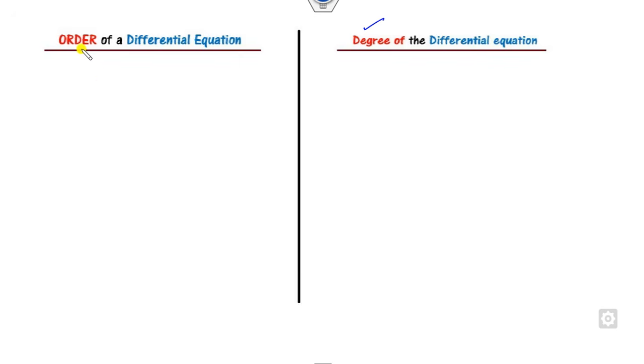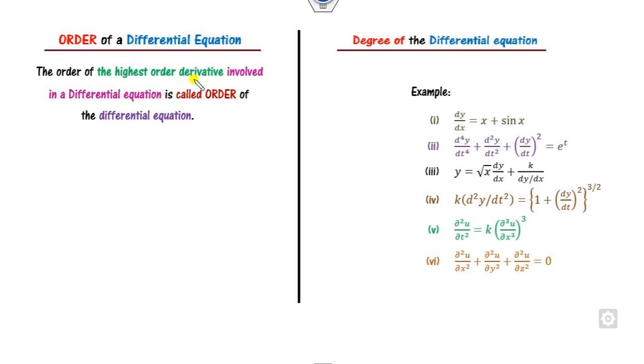Firstly, I will tell you what the order is. As the name suggests, the order is the highest order derivative involved in the differential equation. Look at this. In this case, what is the highest derivative? That is, what is the order? It is the first order, because the highest derivative is dy by dx. What is the meaning of that? If I write it in this form, that means this is of the nth order. How many times is the derivative involved?